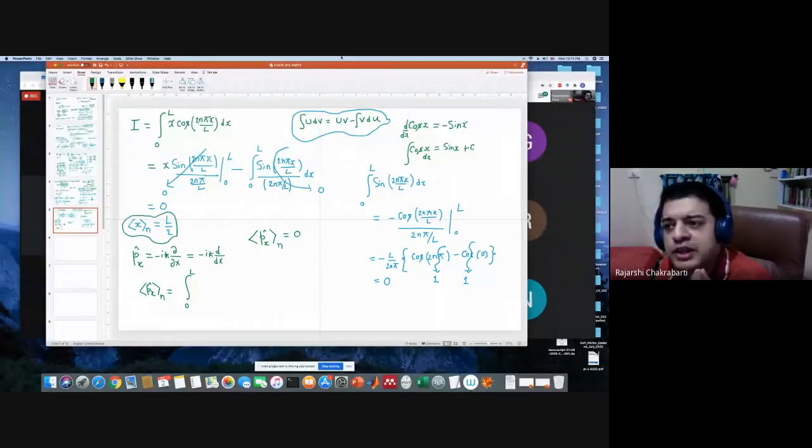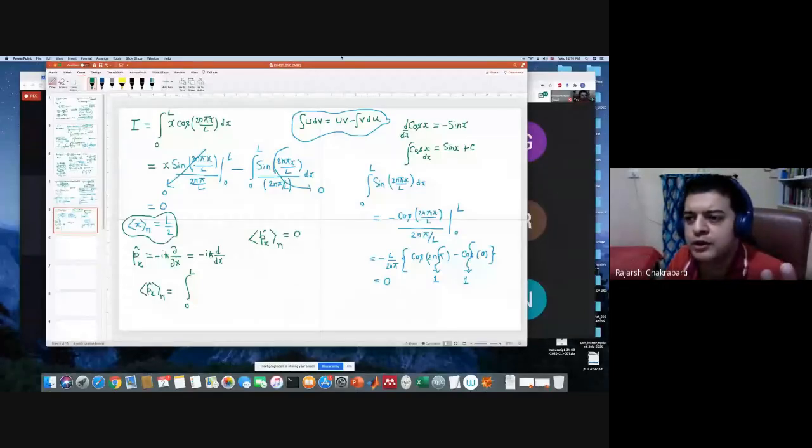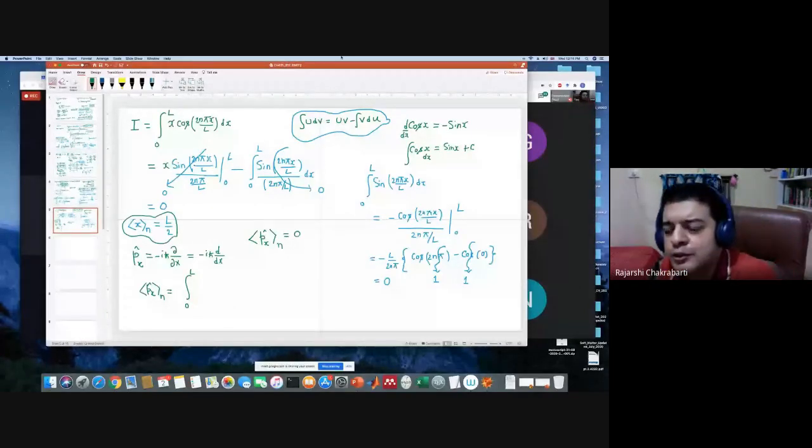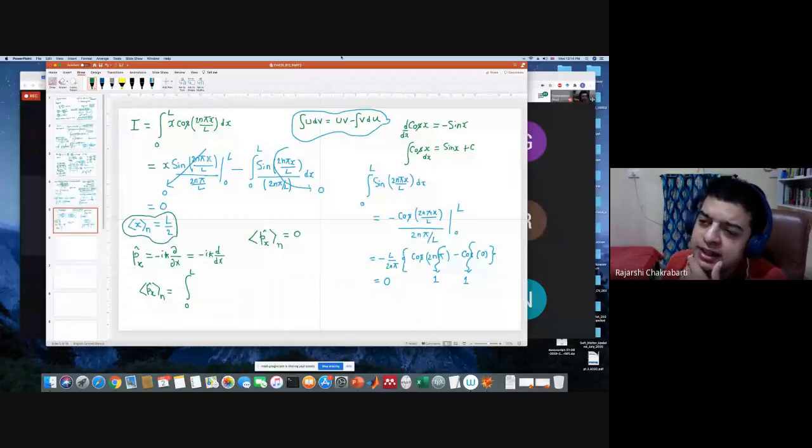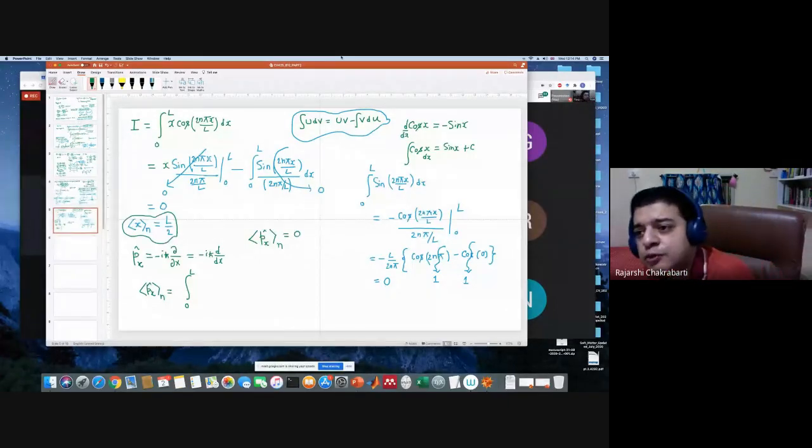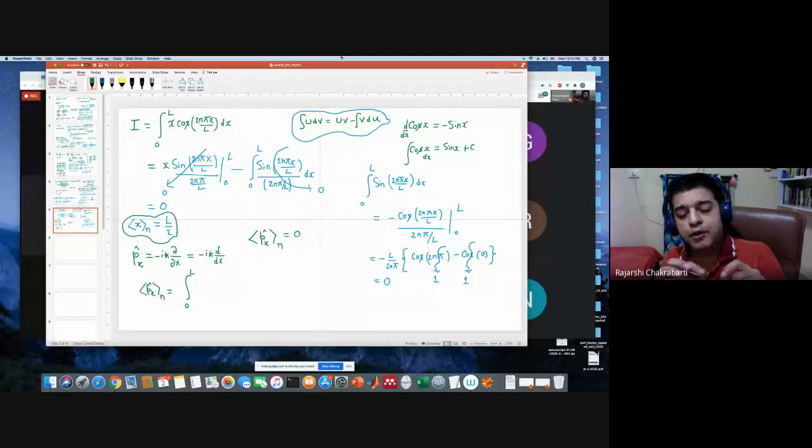If you change your length from L to L by 2, 0 to L by 2, your length is L by 2, no longer L. So in your wave function, you have L sitting there, and you have to replace that L with L by 2. That will give you a wave function, and then you calculate the average position. It has to be the midpoint. It is going to be L by 4, if the length of the box is from 0 to L by 2.